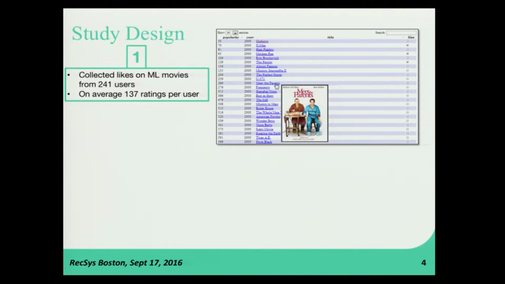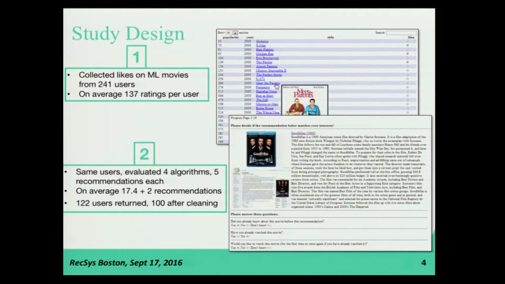So the study that we ran consisted of two steps. In a first round, we asked students from our university to browse a web interface and mark movies they like. And in this way, we were able to collect ratings from 241 users, and on average, 137 ratings per user. In a second round, we asked the same users to evaluate 4 algorithms with 5 recommendations each. So we basically created a list of recommendations for each user, mixing these recommendations from these 4 algorithms.